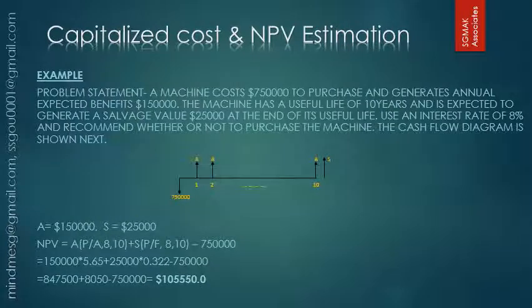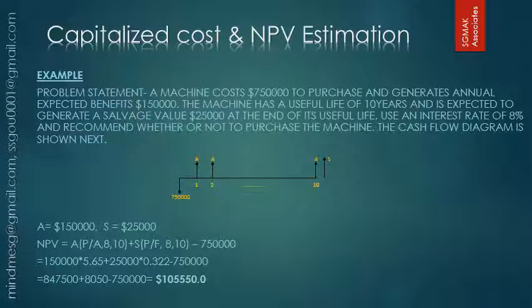Let's look at the next example. You got an initial cost of the machine $750,000, generates annual benefits of $150,000, useful life of 10 years, and has a salvage value of $25,000 at the end of its useful life. That's a typical structure: initial cost followed by some annual cost and annual benefit, and then a salvage value at the end of useful life. We're using a discount rate of 8%. We want to find out whether we should purchase the machine. We'll purchase the machine if the net present value is greater than 0.